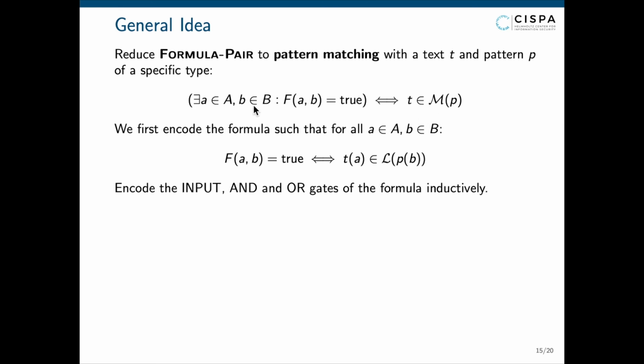For this we first focus on the last part here, so that we fix the half assignments a and b, and we want to design a text t and a pattern p such that the text is matched by the pattern if and only if the formula is satisfied on these two half assignments a and b. For this we encode the formula inductively. And again, we just focus on one pattern type. Here we have concatenation plus concatenation, so we can have the Kleene plus on a whole text.